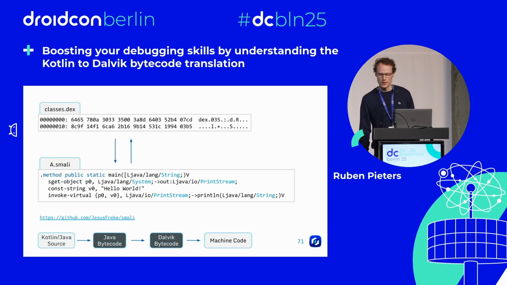So to dive into that, first I will use this more textual bytecode representation of DEX code, which is called Smali. That's because DEX code is basically a binary file that encodes bytecode, and the textual representation is called Smali.